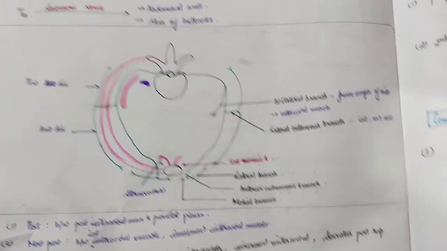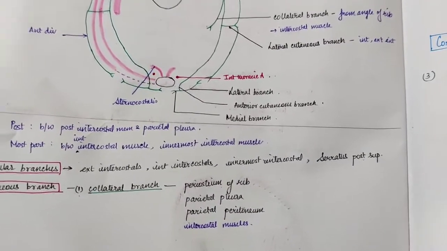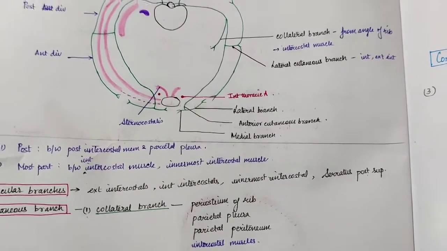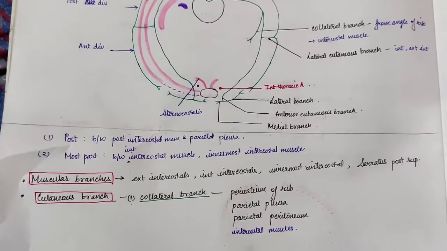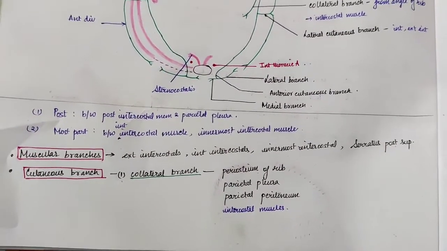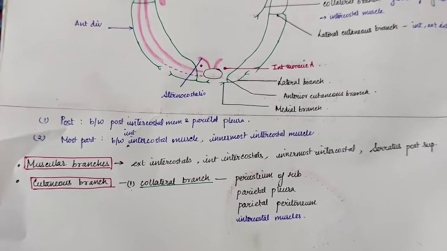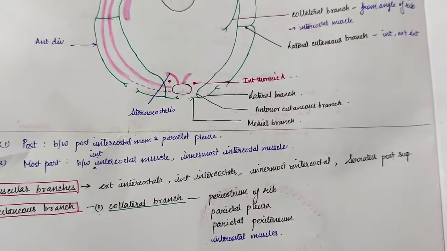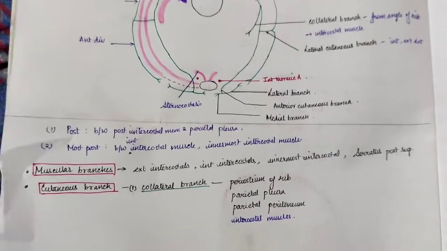Now the muscular branches of this nerve supply the external intercostal muscles, the internal intercostal muscles, the innermost intercostal muscles, and the serratus posterior superior. Next are the cutaneous branches. Number one, we have the collateral branches. The collateral branches supply the periosteum of the rib, the parietal pleura, the parietal peritoneum and intercostal muscles.